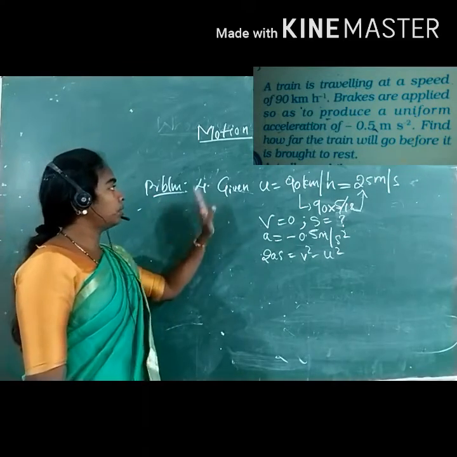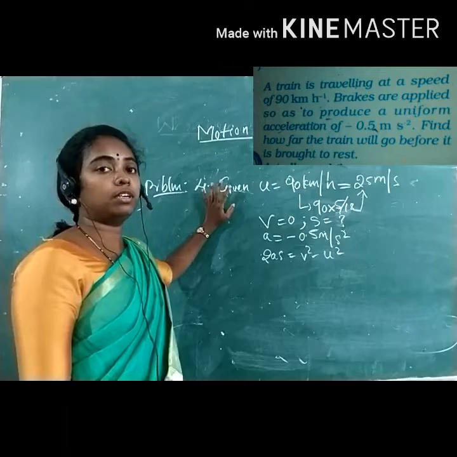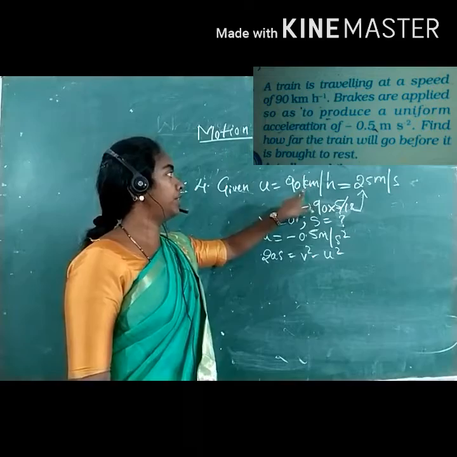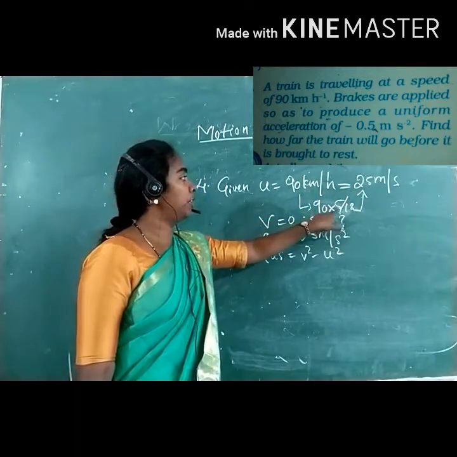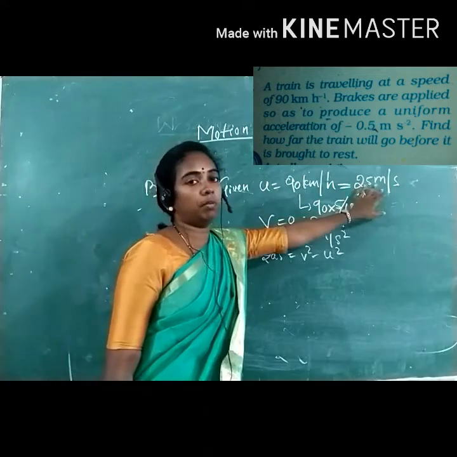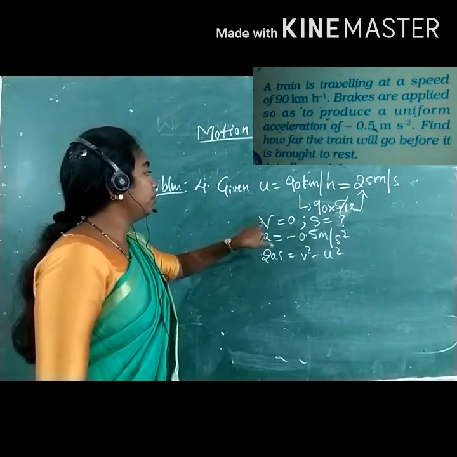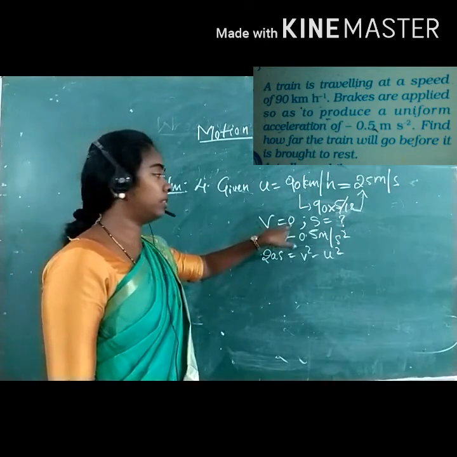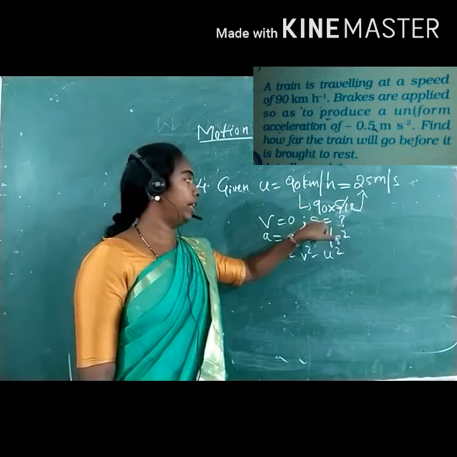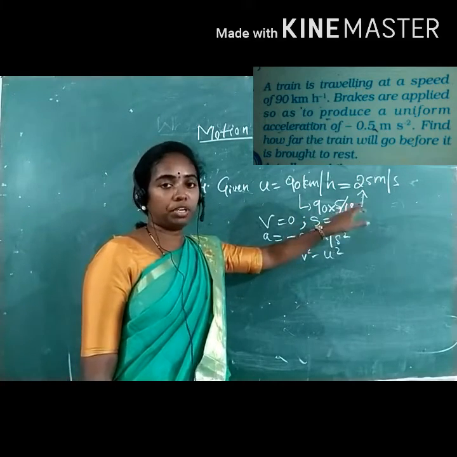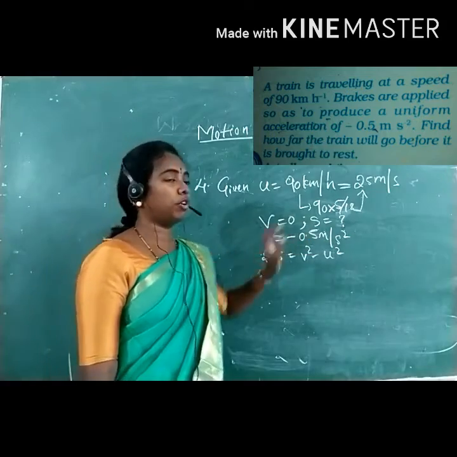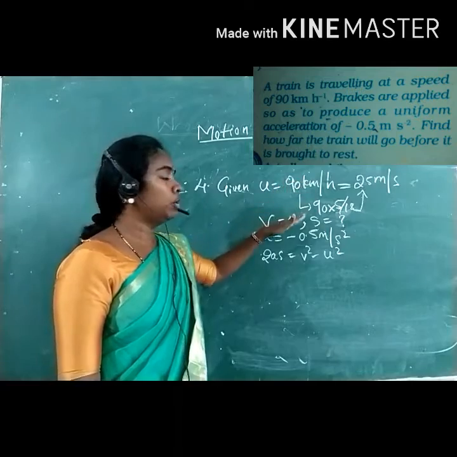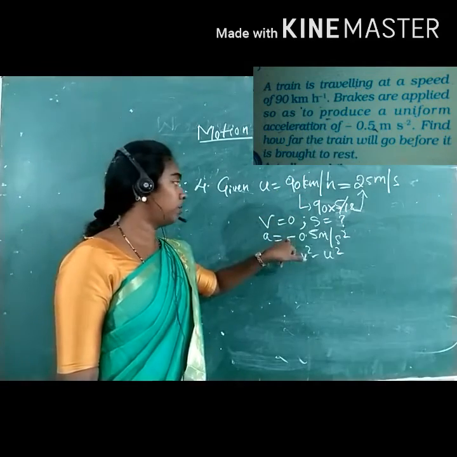Let us solve the problem given for the train. The train is traveling with a velocity of 90 km per hour. I have converted it into meters per second by multiplying with 5 by 18. That gives 25 meter per second. The final velocity is 0 because they have applied brakes for the train, so finally it reaches rest. They asked to find how far it has travelled; S is the question mark. They have given acceleration as minus 0.5. Why minus? Because it is reducing its velocity from 90 to 0, so we consider it as deceleration, that is minus 0.5.